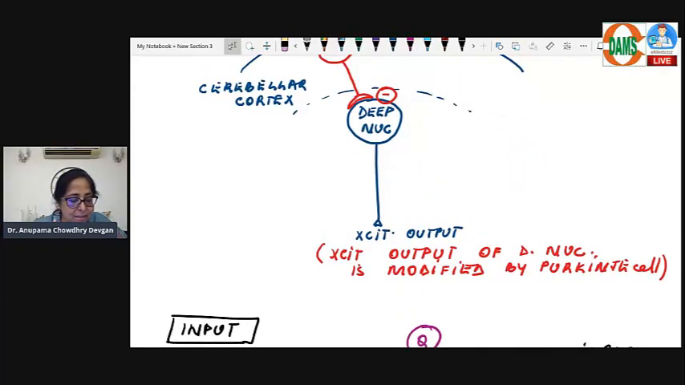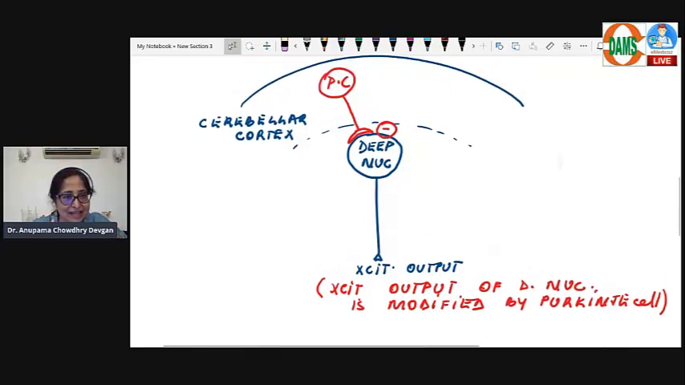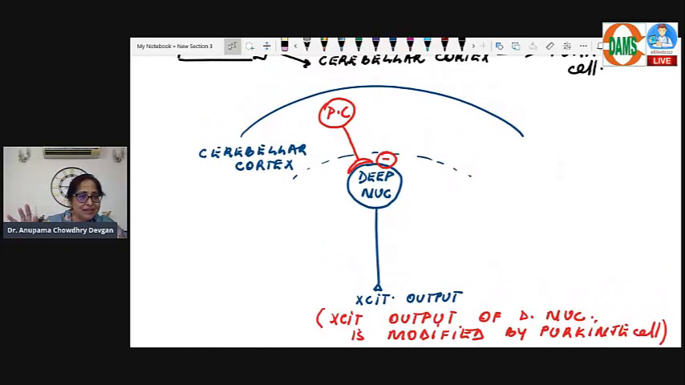Now, somebody was asking me about what happens if the Purkinje cell is more active. If the Purkinje cell is more active, then the excitatory output of the deep nucleus is reduced. It's still excitatory, but that excitation reduces. If the Purkinje cell is less active, the excitatory output increases. That is why I said the excitatory output of the deep nuclei is modified by the Purkinje cell.